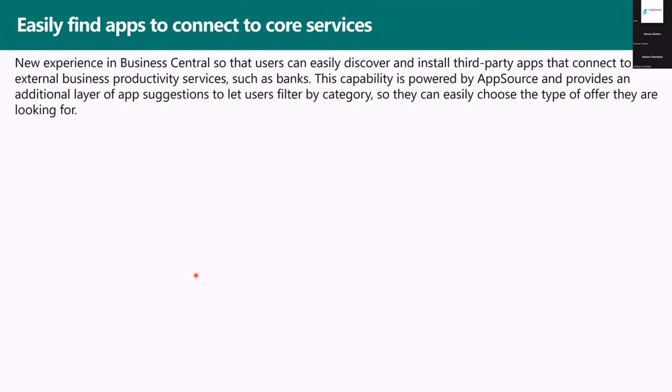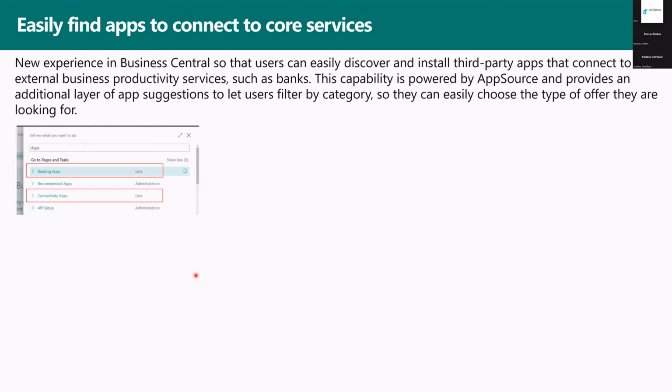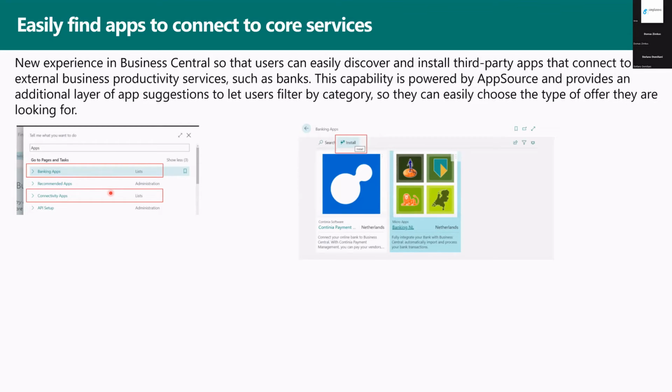Related to onboarding, Business Central 21 also adds the possibility to easily find apps to connect to some core services, like for example banking applications or something like that. In Business Central 21, you have a new experience in order to discover and install third-party apps from AppSource that cover a particular regulatory service. So in Business Central 21, you have two new pages called Banking Apps and Connectivity Apps. When you click, you are listed apps certified to be banking approved for Business Central, for example. And directly, when you select the app, you can click on install and install the app.